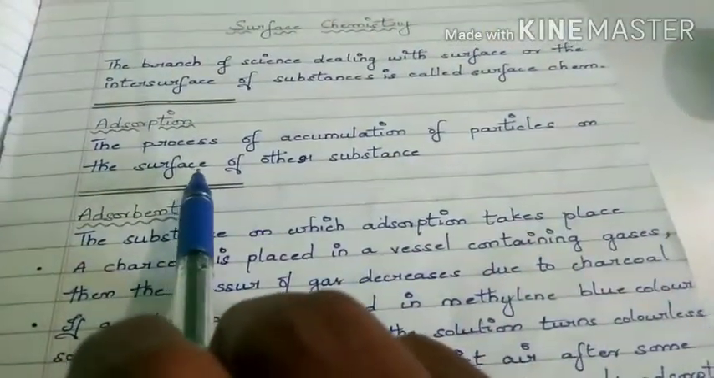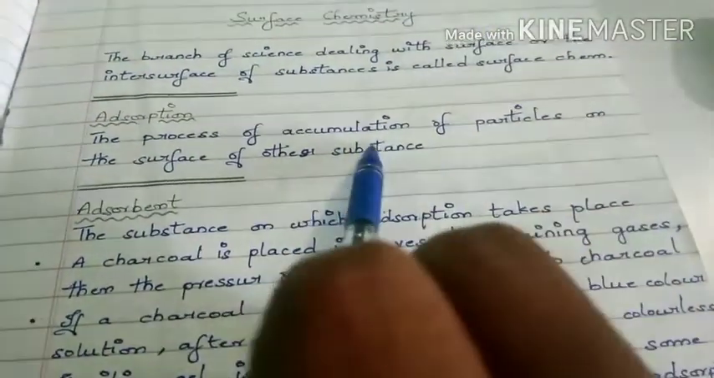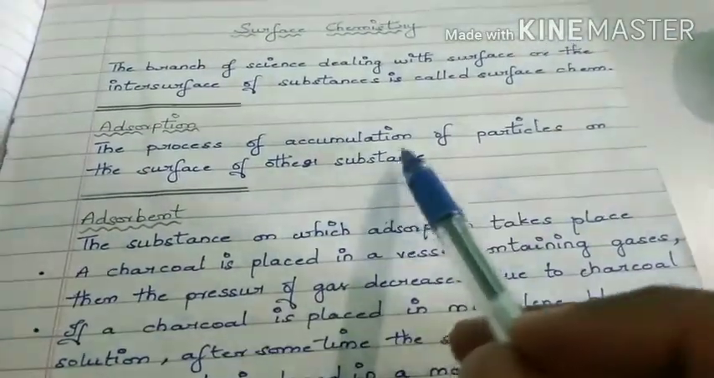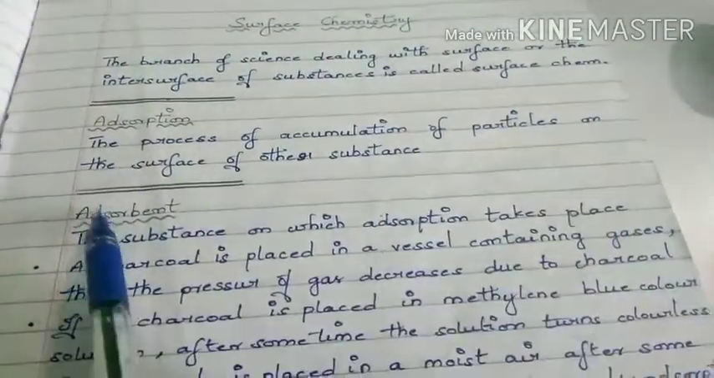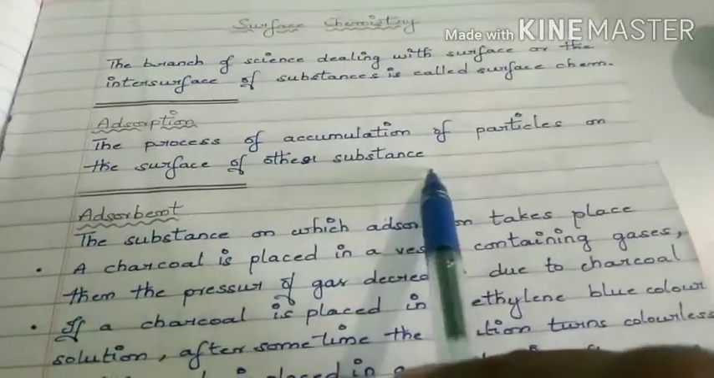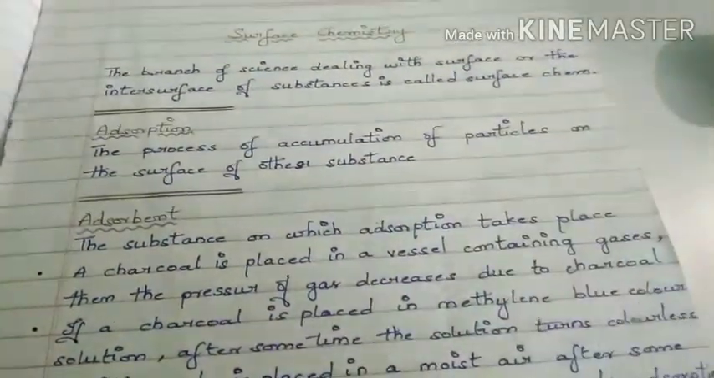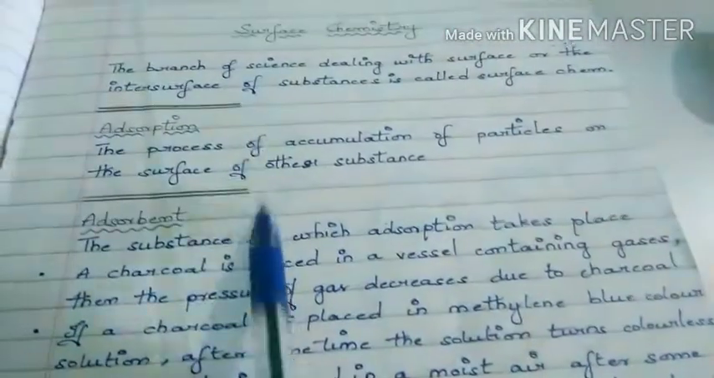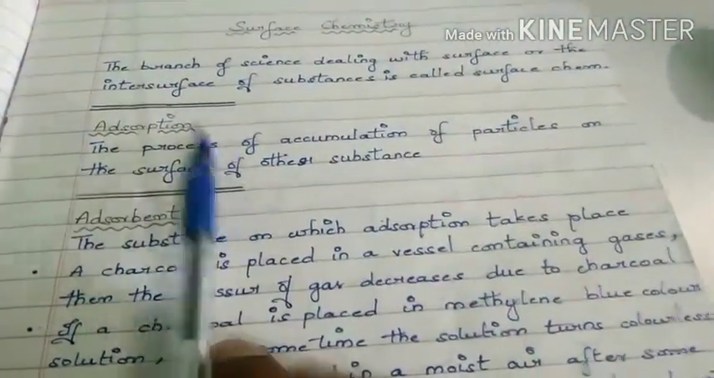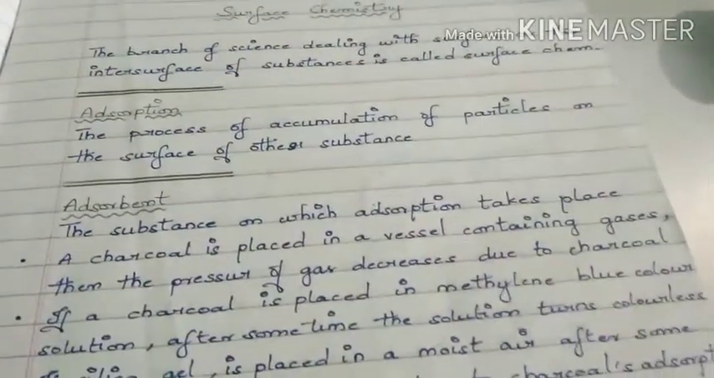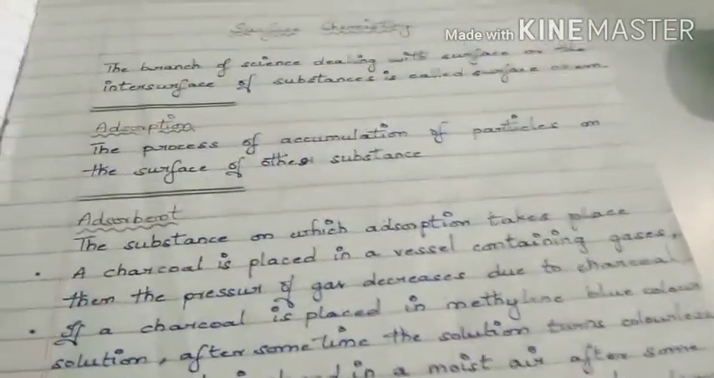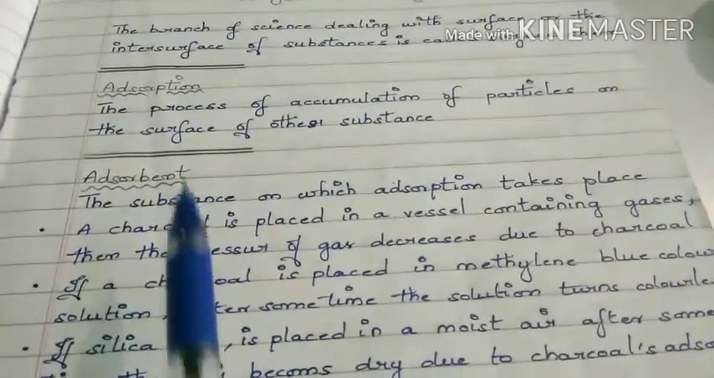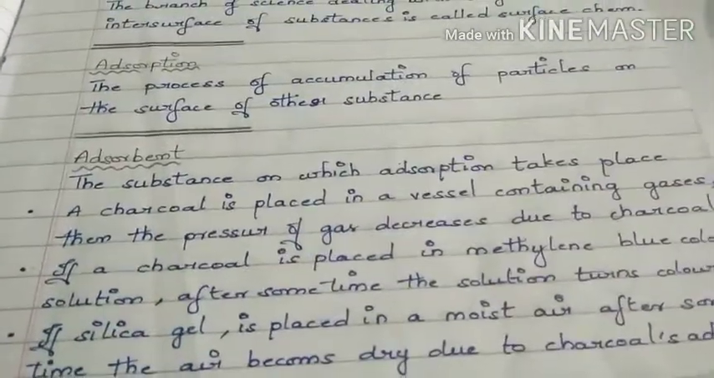So here the definition is: the process of accumulation. Accumulation means a group of particles. Accumulation of particles on the surface of the other substance. That means these particles are attached on the surface of the other substance. Then that process is called adsorption. It is a surface phenomenon. Here two important terms are there in adsorption: one is adsorbent and the other is adsorbate.